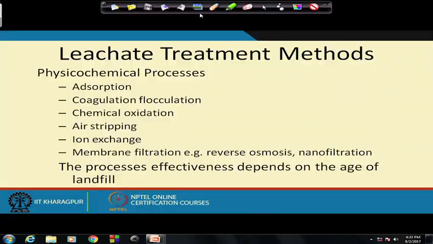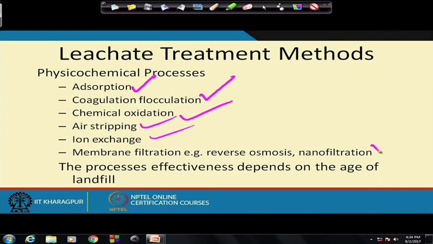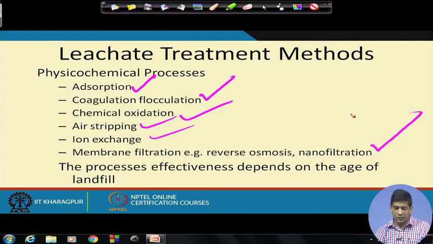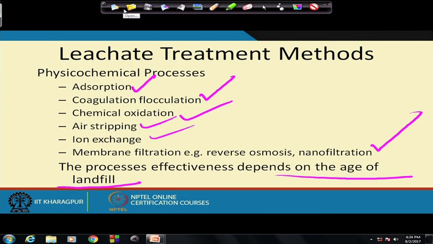So in terms of the physico-chemical, you can have adsorption, coagulation, flocculation, chemical oxidation, air stripping, ion exchange, and membrane filtration like reverse osmosis, nanofiltration, and ultrafiltration. So those things are used. Which process will work depends on the age of the landfill. Why? Because based on the age of the landfill, the leachate quality changes. As you saw in the previous video, based on the stage of decomposition the landfill is in, the leachate quality changes. Similarly, based on the age of the landfill, there will be different processes that you would like to use.